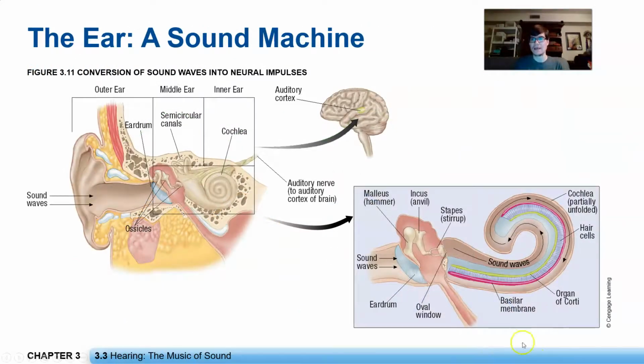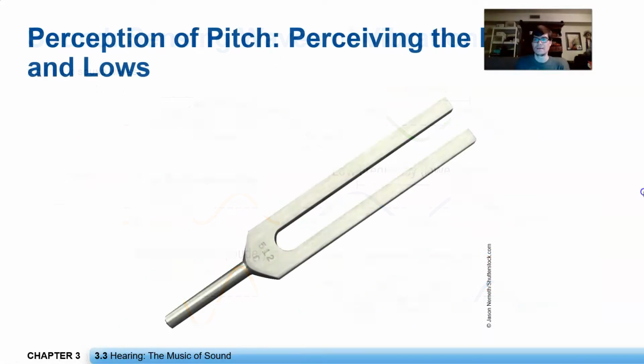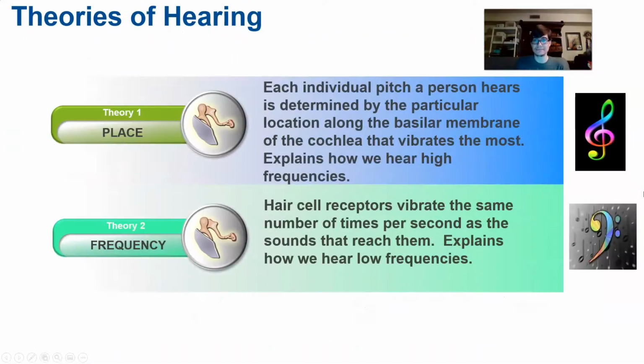So there we go. So the vibrations come in, and if it's right here, you hear one sound. If it's further back, you hear another. If it's right at the beginning, you hear one thing. And if I recall correctly, it works kind of opposite of how you would think. So the higher pitch ones are right at the beginning, and the lower pitch, I believe, are towards the end. So that is the place theory.